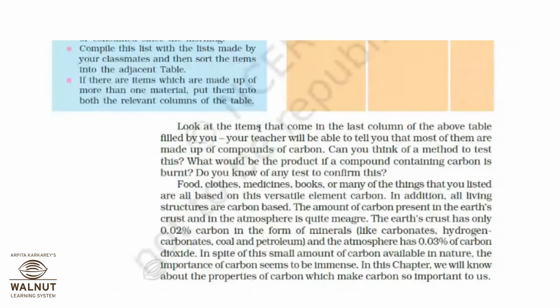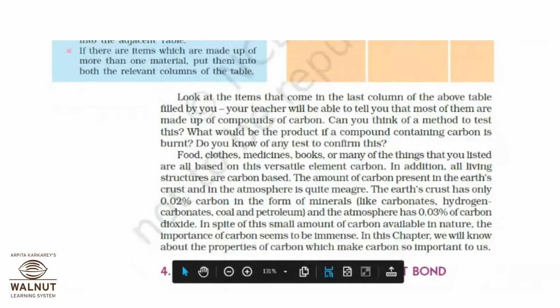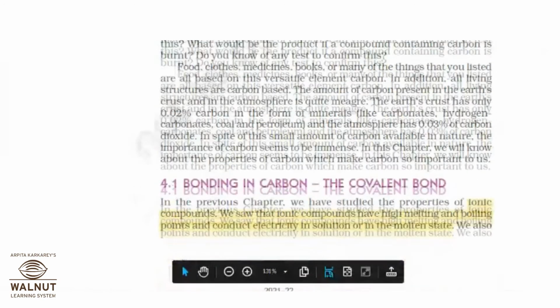In our earth's crust, the percentage of carbon is 0.02%, which is in the form of carbonates, hydrogen carbonates, coal, and petroleum. Our atmosphere has 0.03% of carbon. Okay, so this was a little introduction part.